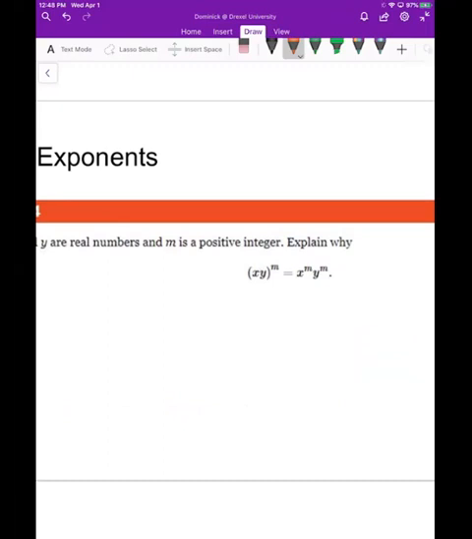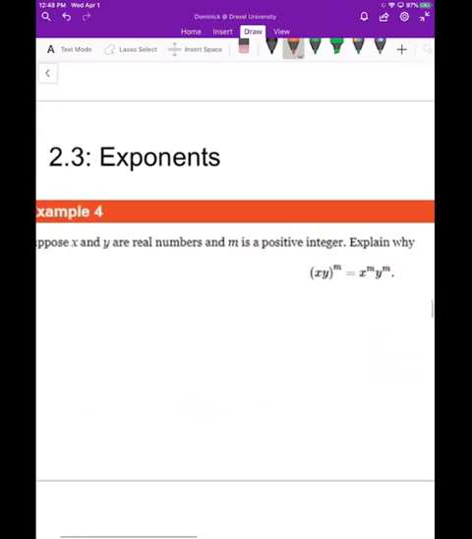Let's look at another rule and figure out why this sort of makes sense. Okay, so we're claiming that if we take x times y and raise that to the m, then that's the same as x to the m times y to the m. Let's see why that's true. Well, x times y to the m is xy times xy times xy, where there are m of these.